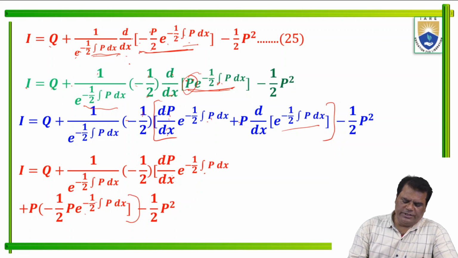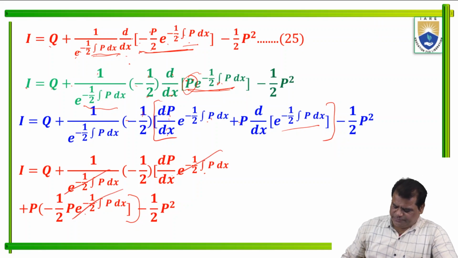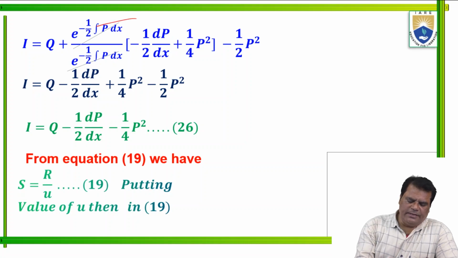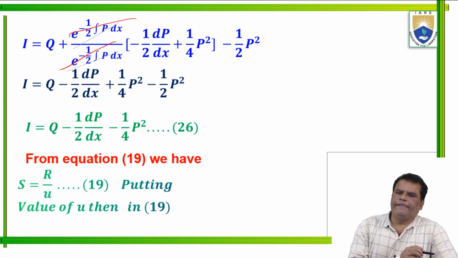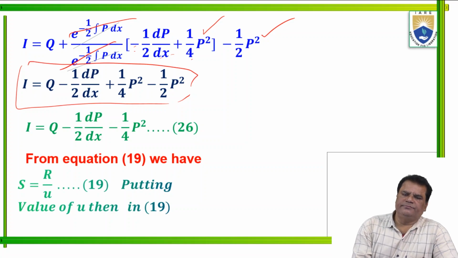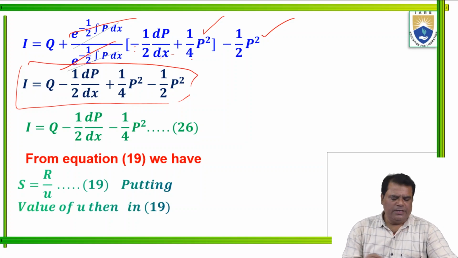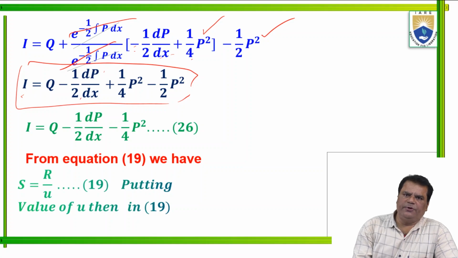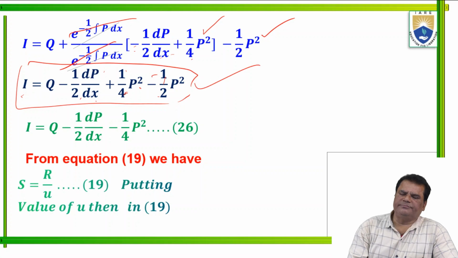Okay, so this result is common and cancels to this. Now we get this common and this cancels to this here. We get here minus half dp over dx, multiplied by minus half dp over dx, and plus 1 by 4 p square, minus half p square. So we get this formula. This is I. Very important formula is this. I equal to q minus half dp over dx plus 1 by 4 p square minus half p square.